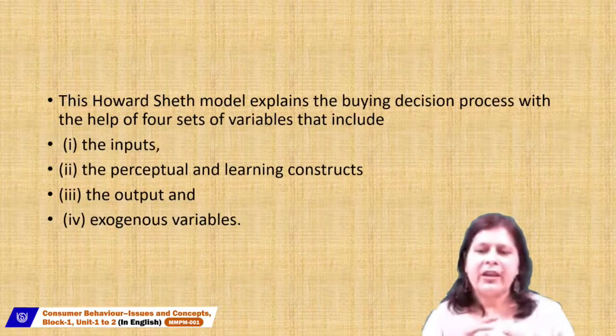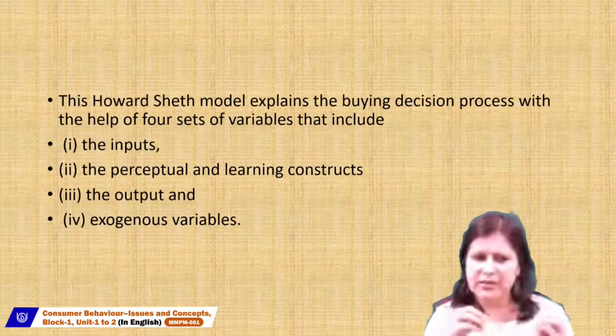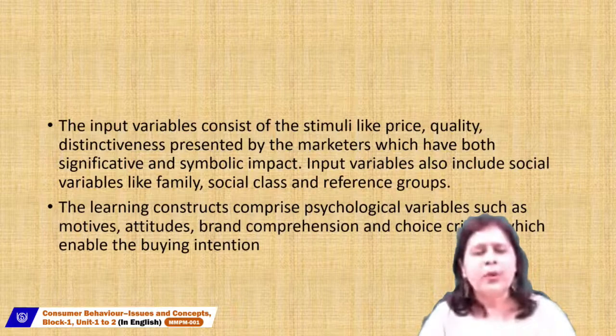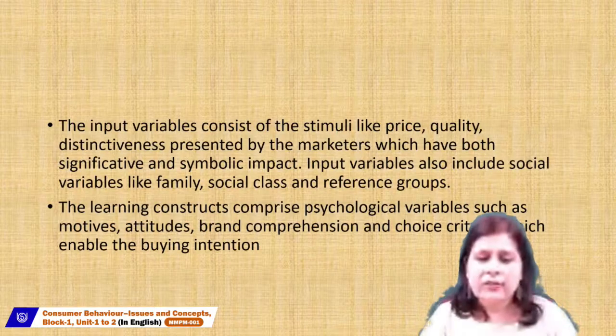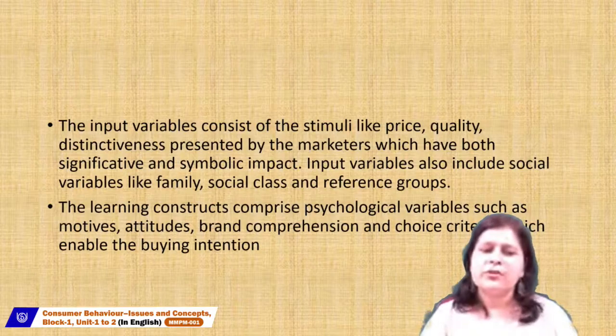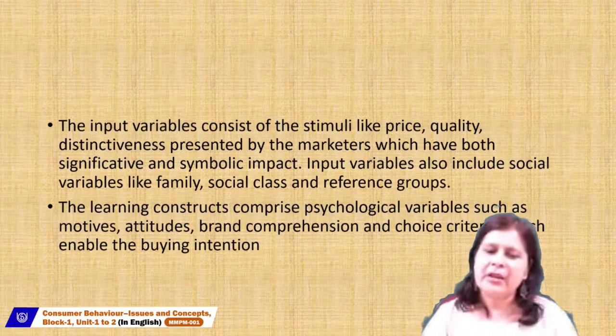So they try to define this decision making process with four sets: the input, the perceptual, the output, and the exogenous variable. The input variable consists of stimuli like price, quality, and distinctiveness, presented by the marketer, which have both significant and symbolic impact. Input variable also includes the social variables like family, social class, reference group, etc.